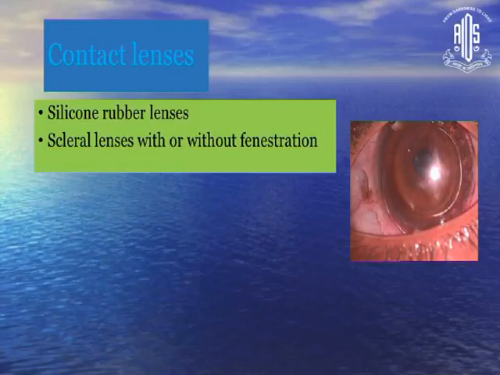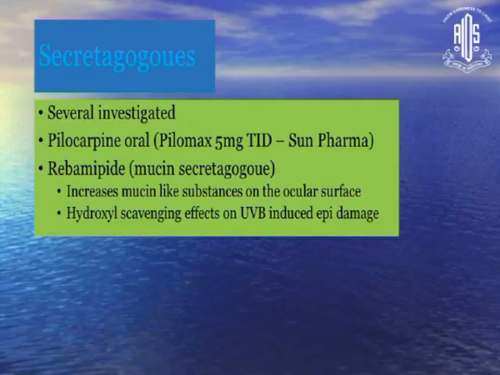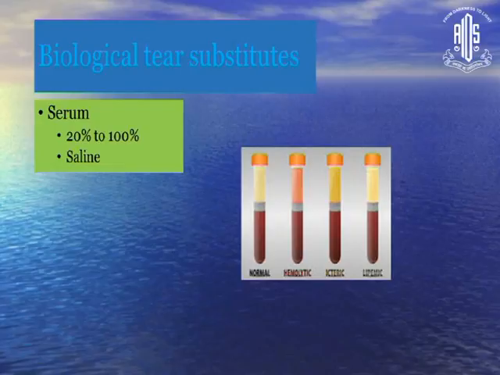Secretagogues, several investigated, but pilocarpine oral and now rebamipide, which is a mucin secretagogue, has been available in our country. It helps by increasing mucin-like substances and hydroxyl scavenging effects on the UVB-induced epithelial damage. Serum drops are there. This is something which I would strictly say should be reserved by a cornea specialist in his or her practice. It has several downsides in terms of how it is made, how it is used, how it should be controlled. So trying to use it very freely in a general ophthalmic practice may not be a very good idea.